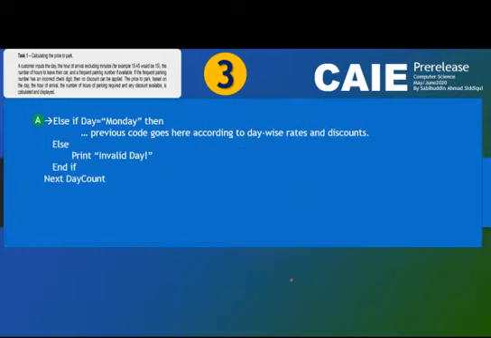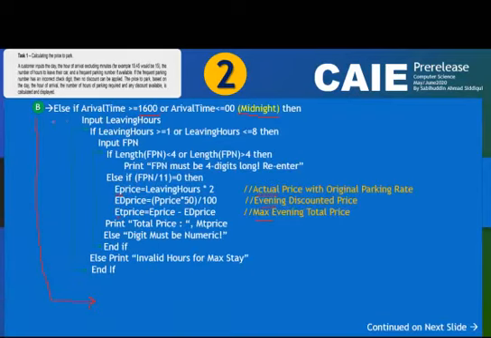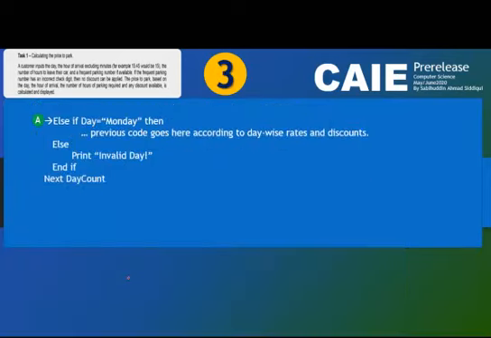See the next one. This is the last one. A comes. So B is ended. C, B is ended. Else if and if, right? This is the else if arrival time and if. Now coming to the next part, that is day. Else if day equals to Monday, then the same code will be kept on continued. Then else for this A, then print invalid day, and if next day count. Okay, so this is what the first task is about.